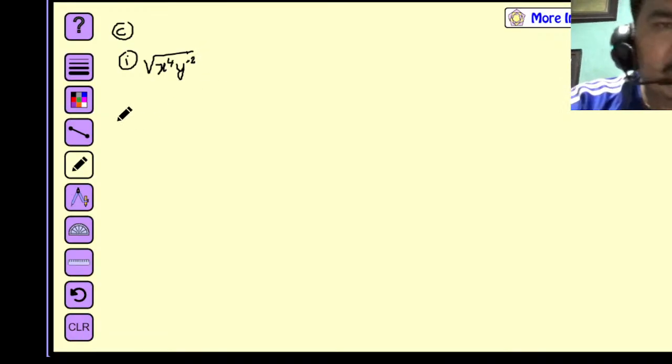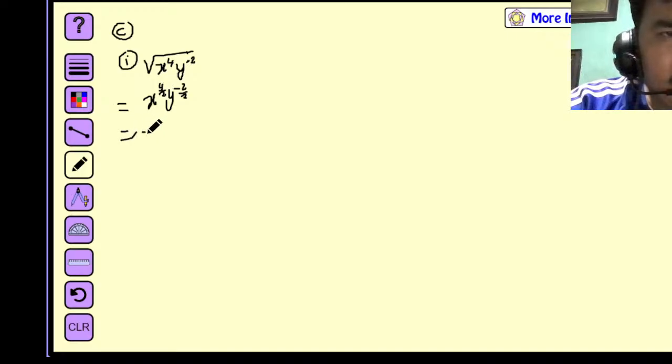In this case, first of all, we know its solution: 4 by 2. If you cancel the root symbol, there will be 2, and y to the power minus 2 divided by 2. When you cancel the square root, 4 by 2 gives x squared only, and here comes y to the power minus 1. Like this we find the negative power, so it is x squared by y power 1, positive.